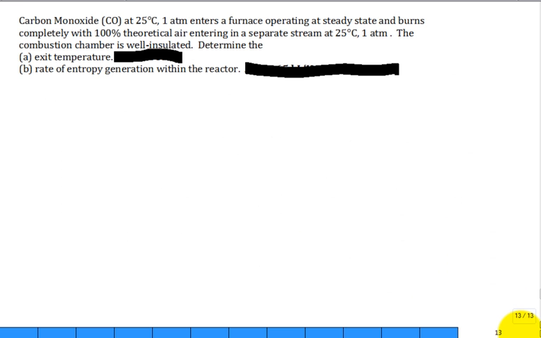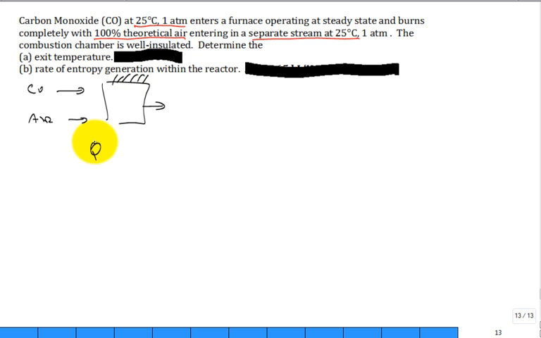Well, we have a few minutes. Let's solve this problem. We have carbon monoxide. It's a fuel. It can combust. It's coming in at 25 C, 1 atm, enters a furnace operating in steady state, and burns completely with 100% theoretical air entering in a separate stream. So we have two things, our carbon monoxide and our air. And the furnace is well insulated.